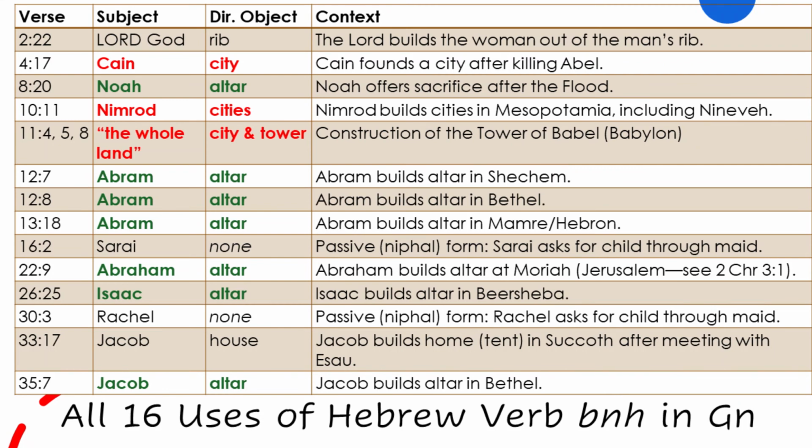A third major theological theme, the use of the verb bana in Hebrew, the verb to build. Very simple in Genesis. Good people build altars, bad people build cities. These nomadic, much poorer people are mocking their Assyrian and Babylonian and Egyptian overlords.